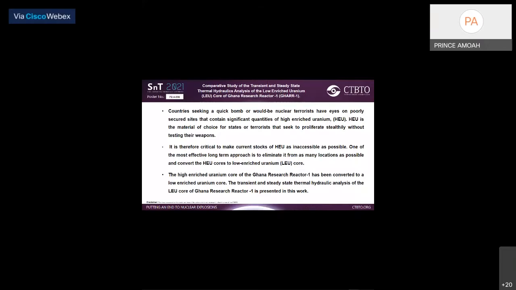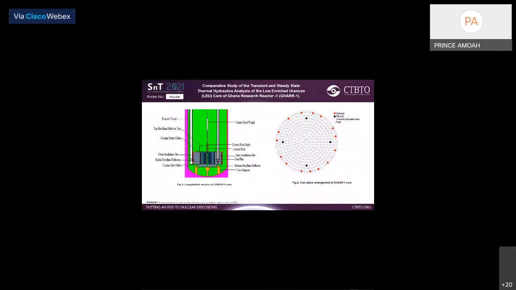And so Ghana's research reactor has been converted from high enriched uranium to a low enriched uranium. This work seeks to conduct a steady state and thermohydraulic analysis of the research reactor to show whether having converted from high enriched uranium, does it still support and is it still inherently safe to run the reactor? This is the longitudinal section of the Ga-1 core and then the floor lattice arrangement after the core conversion.